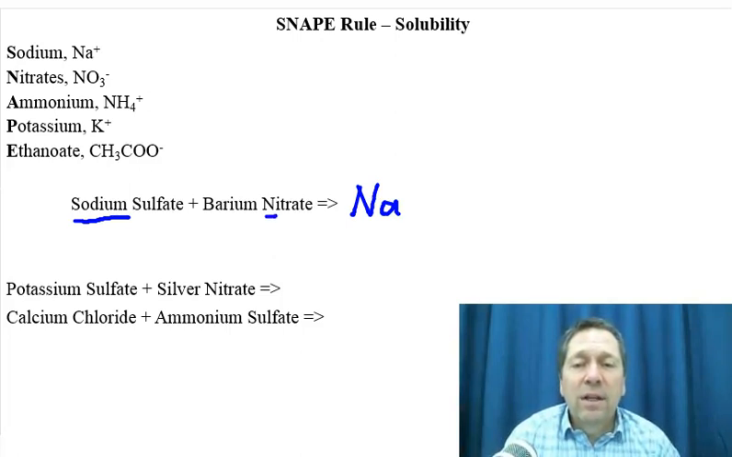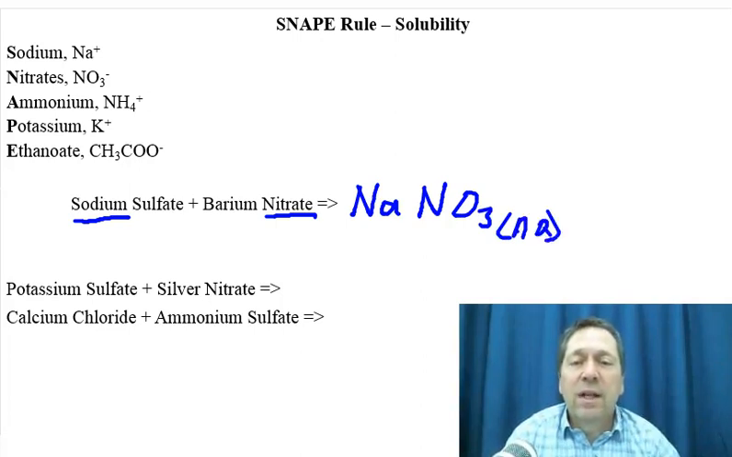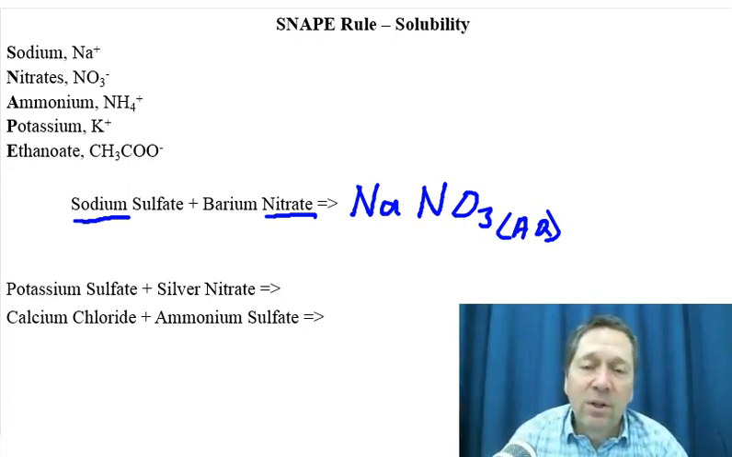The nitrate over here, that's going to be soluble because that's in our list of SNAPE chemicals. So we are going to get sodium nitrate. That's going to be still in a solution. Okay, so we've kind of answered the question now already by default, because whatever is going to be the precipitate, it's not going to be sodium and it's not going to be nitrate. It's going to be something else.